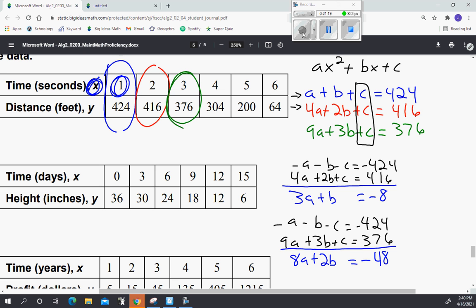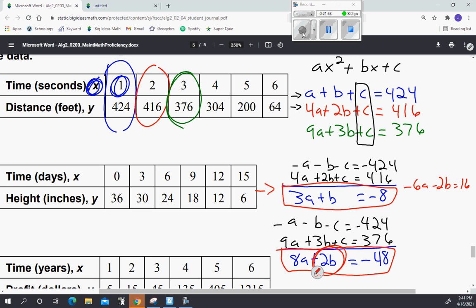Okay. Now, look what I have. I have two variables in two of my equations. Now I want to create an opposite. If I multiply that top one, this one right here, by negative 2, I'll get negative 2b, and I have a positive 2b here, right? So I'll cancel those out. So I'm going to multiply that top one by negative 2, which gets me negative 6a minus 2b equals 16.